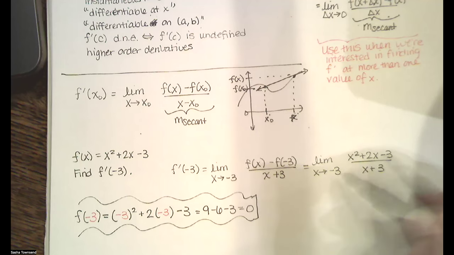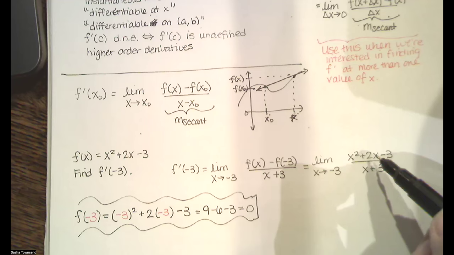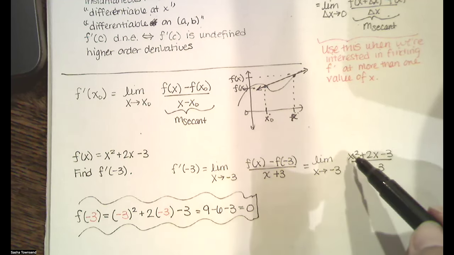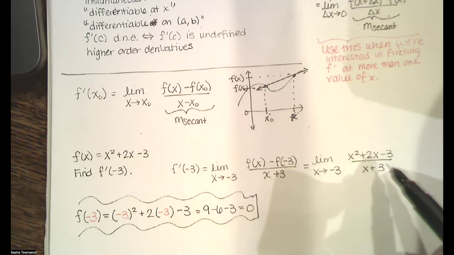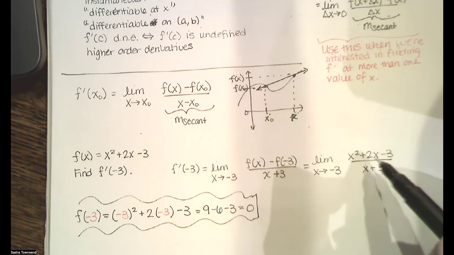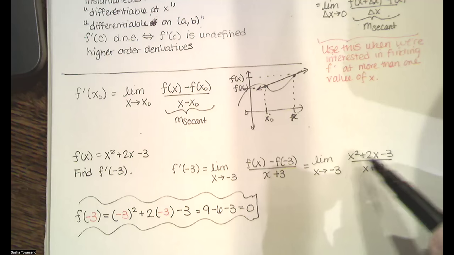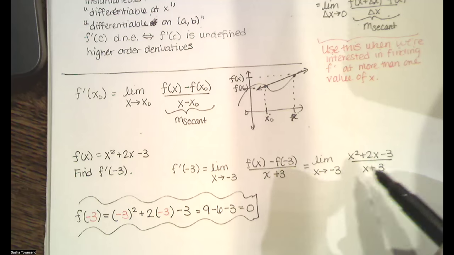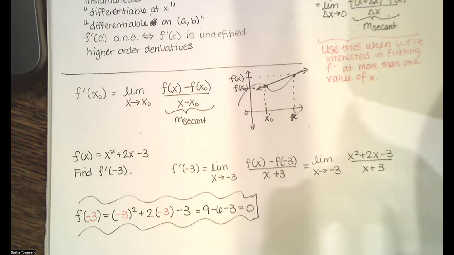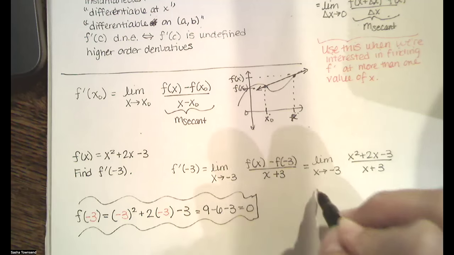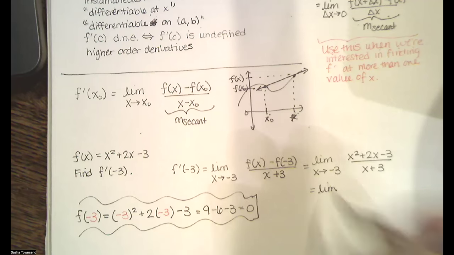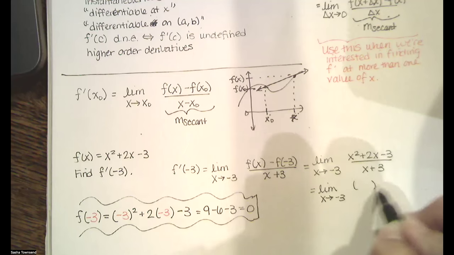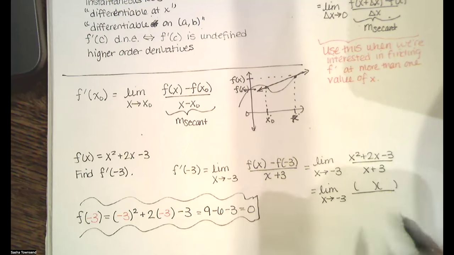If we plug in negative 3 to the numerator, we get f of negative 3. Negative 3 squared plus 2 times negative 3 is 9 minus 6 minus 3, which gives us 0. And then we're dividing by negative 3 plus 3, which is 0. So that's a 0 over 0 indeterminate form. We can handle that, because it's a rational function, by factoring.